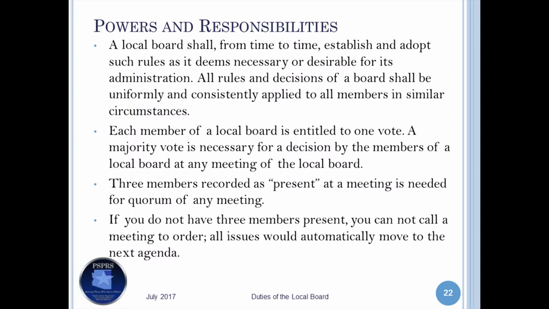A local board shall from time to time establish or adopt certain rules. Each member of the local board is entitled to one vote. A majority of the vote is done by the membership. Three members need to be present at a meeting if a quorum of a meeting is to be established. If you don't have 3 members, you cannot call the meeting to order, and everything will be automatically moved to the next agenda.